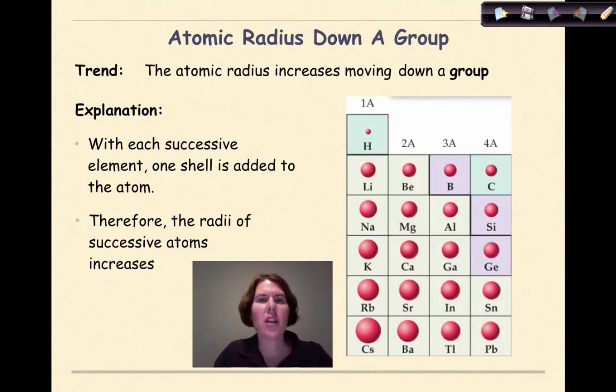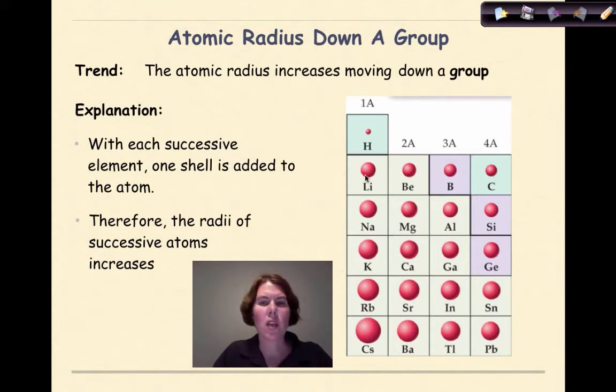Now let's look at the trend of atomic radius down a group. The trend is atomic radius is going to increase moving down a group. And as you can see in this visual right here, they're showing the atoms basically getting larger. Here's the explanation. With each successive element, 1 shell is added to the atom. So you can almost picture here, like in a Bohr model, the atoms getting larger and larger and larger as a shell is added after each. Therefore, the radii of the successive atoms increases.